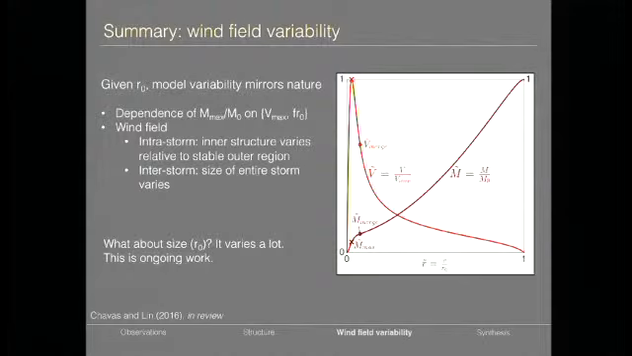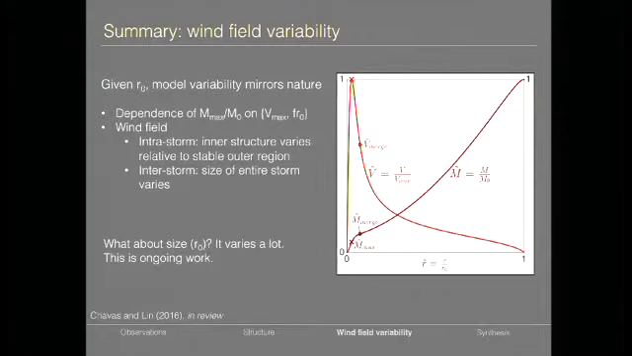So just to summarize this: given an outer radius, or some measure of the outer circulation, the model variability can mirror what we see in nature. In particular, you have this more theoretical quantity, the fraction of angular momentum you conserve at the radius of maximum wind from what you started with, and its dependence on two parameters, Vmax and Fr0. They're two velocity scales, and that seemed to show up relatively well in observations as well.